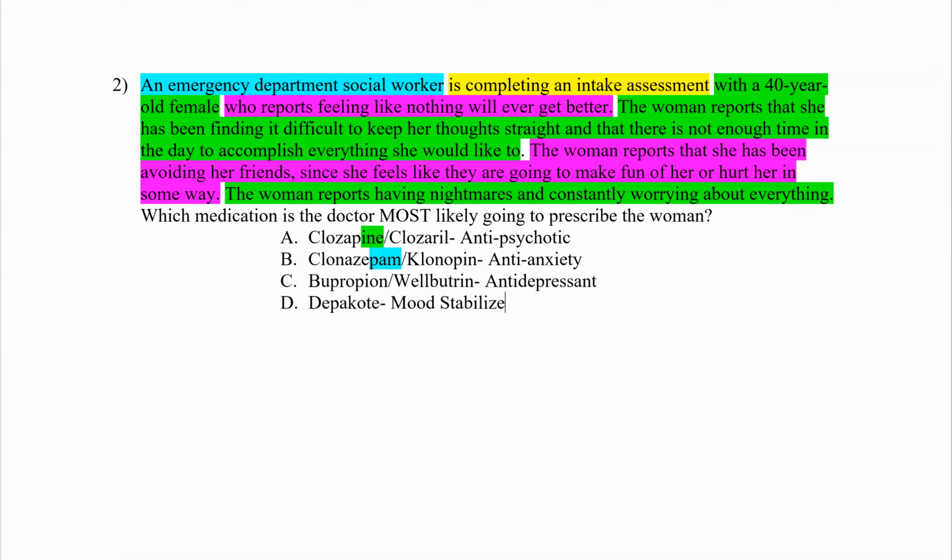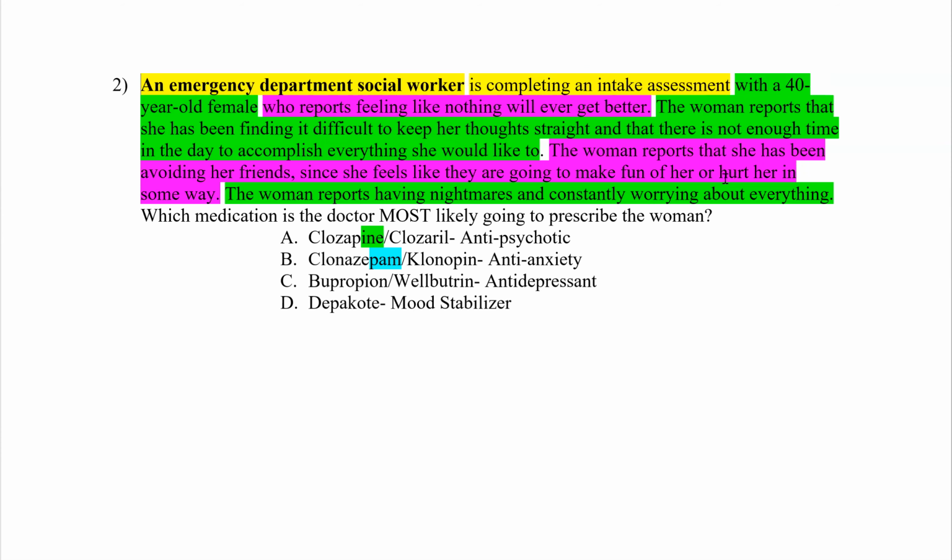So let's look back at our question to see what we're looking at in particular. So quick review: an emergency department social worker. So our job is a quick tap and go type philosophy, and we're completing an intake assessment. Any length of time, hop on top of it because it paints a picture of what we're looking at. So it's our first time meeting with a 40-year-old female. She reports feeling like nothing will ever get better, so feeling hopeless and or on edge. She reports that she's finding it difficult to keep her thoughts straight and that there's not enough time in the day to accomplish everything that she would like to. She reports she's been avoiding her friends.